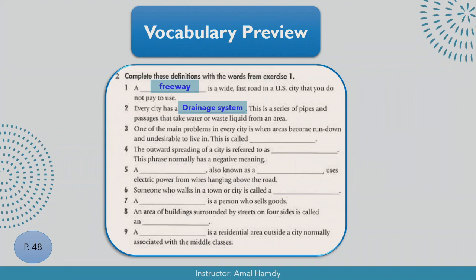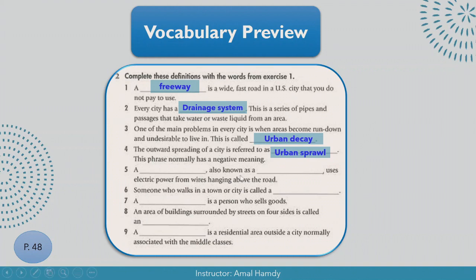Number 3, one of the main problems in every city is when areas become run down and undesirable to live in. This is called urban decay, of course. Run down here means to be neglected, especially of buildings. Then number 4, the outward spreading of a city is referred to as, of course, to spread out here refers to urban sprawl. This phrase normally has a negative meaning. It comes at the cost of green spaces.